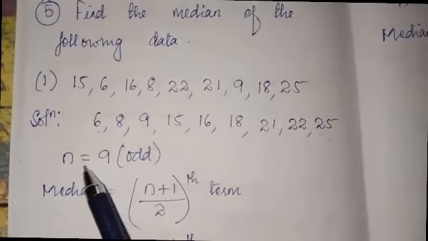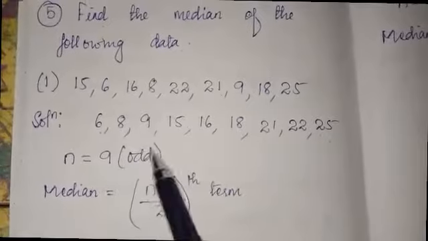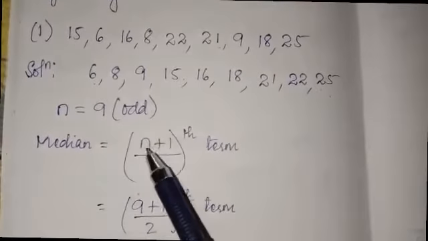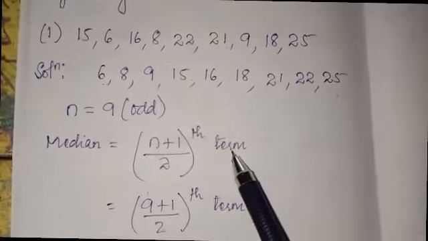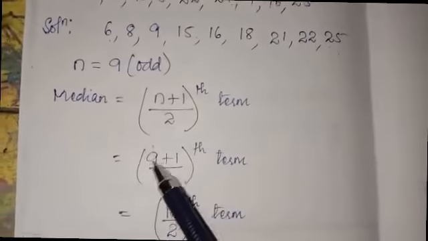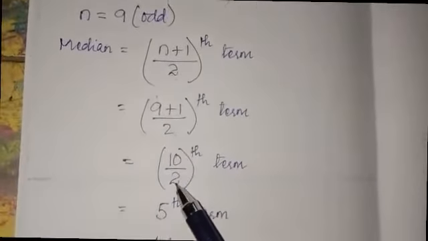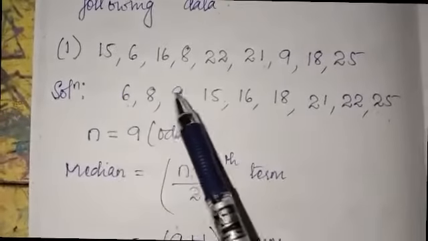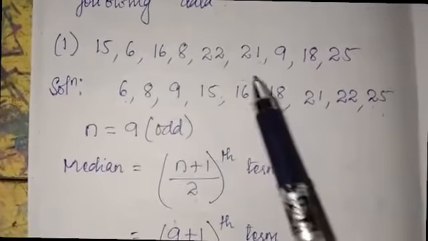So n is equal to 9, which is odd. For odd, median is the (n plus 1) by 2th term. So n is 9, 9 plus 1 by 2, which is 10 by 2. 10 by 2 is the 5th term. So your 5th term is 1, 2, 3, 4, 5. This is your 5th term.